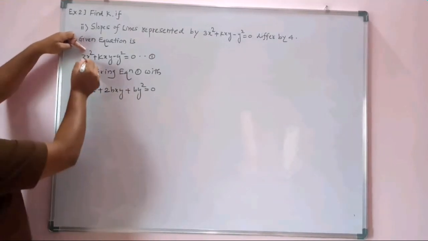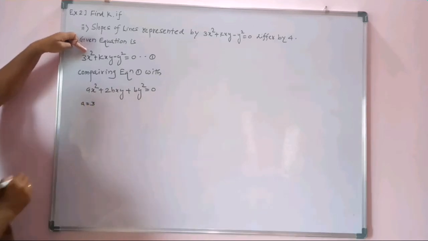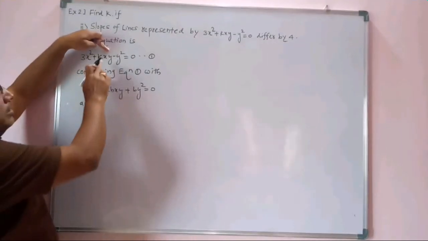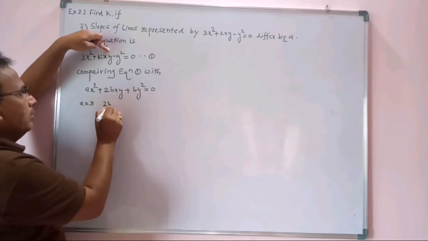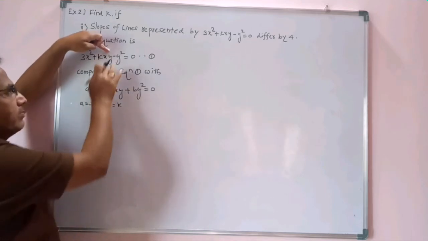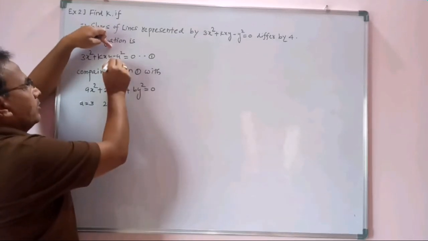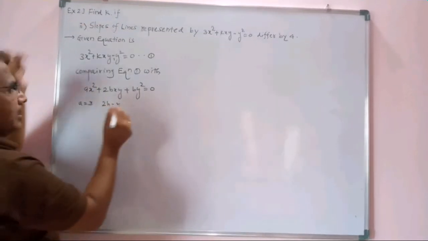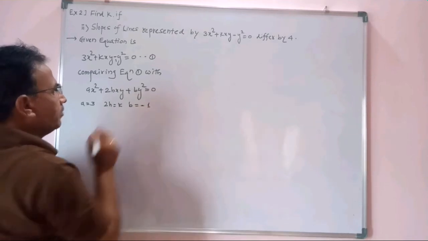Therefore, comparing the x square terms, a is 3. The value of a is 3. The xy terms are similar, therefore 2h equals k. The coefficient of y square is minus 1. Therefore, the value of b is minus 1.